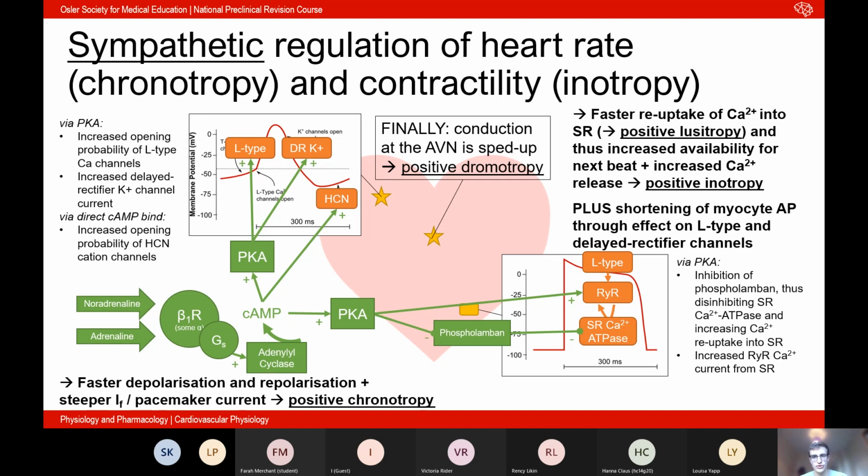So what do these effects do? It basically means that more calcium is released with each contraction, with each depolarization, to create a stronger contraction, and then that is more rapidly taken back up. So that allows for a faster heart rate through this funny word of positive lusitropy, and it also increases the amount of calcium in the force of contraction, which is positive inotropy.